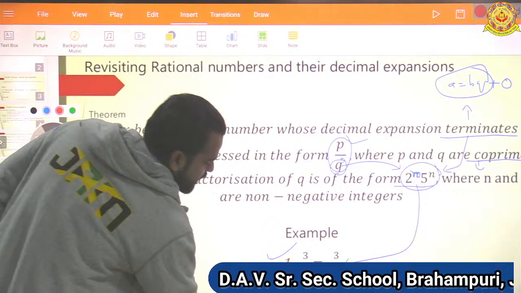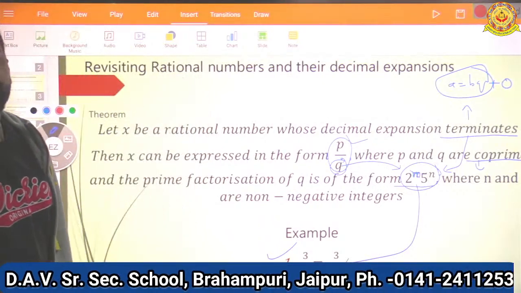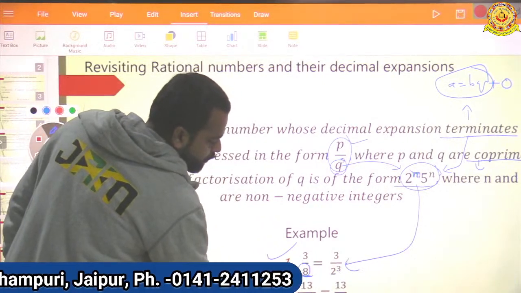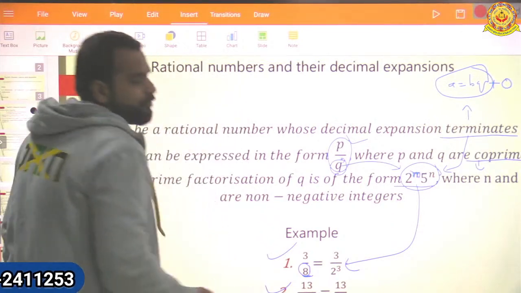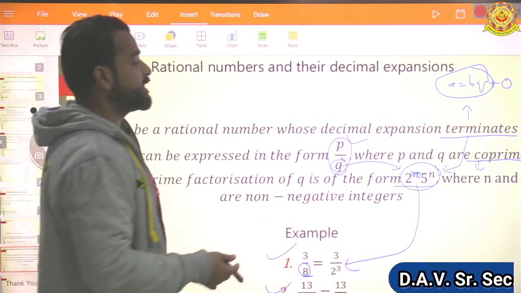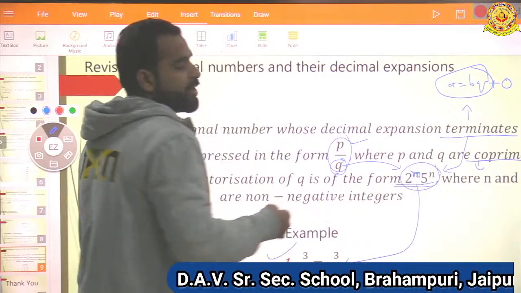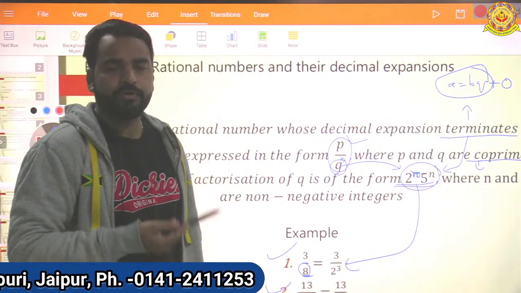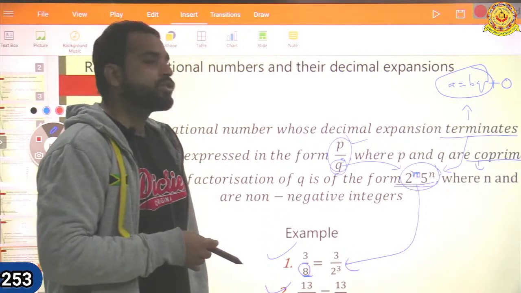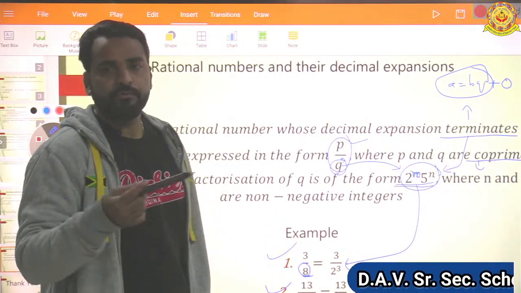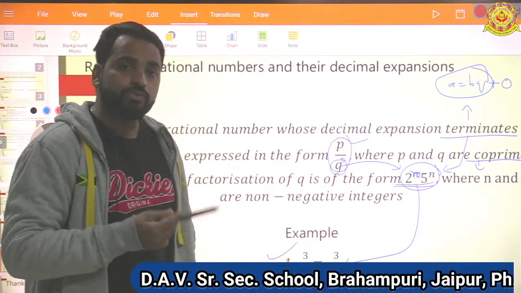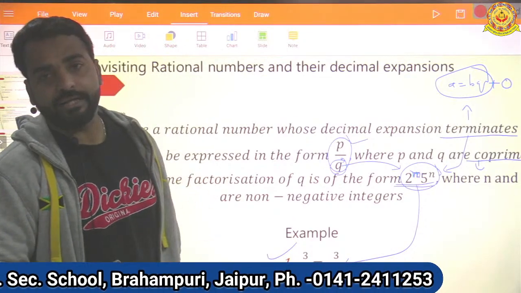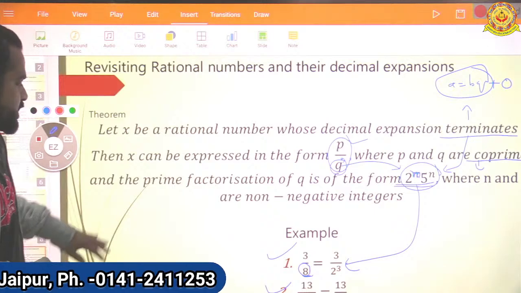So let's take another example, 13 upon 125. When we take the prime factorization of 125, it is 5 cubed. As we can see, it is also in the form of 2 raised to the power m and 5 raised to the power n, where we can consider 2 raised to the power m as 2 raised to the power 0. So in that case also it is in the form of 2 raised to the power m and 5 raised to the power n. That means it is also a terminating decimal expansion. Is it clear?